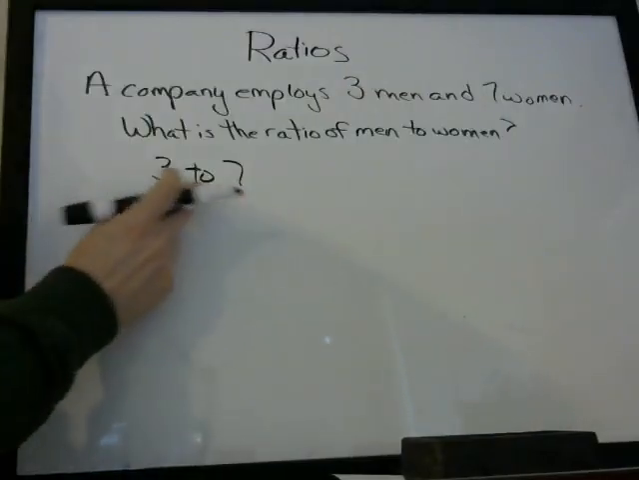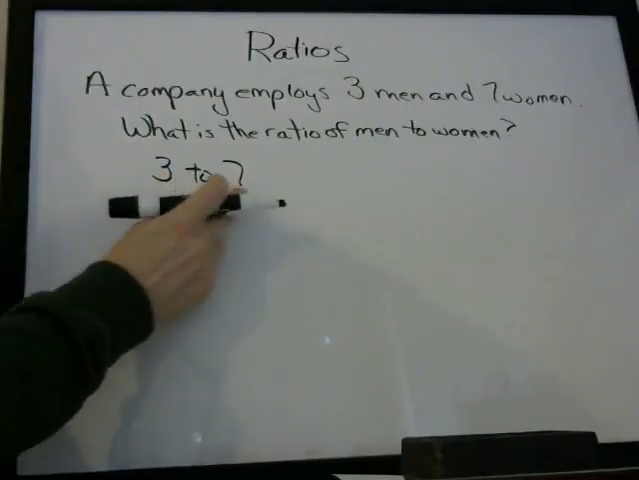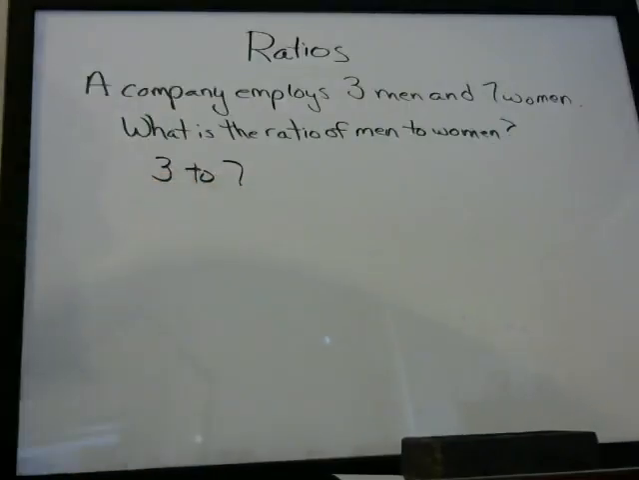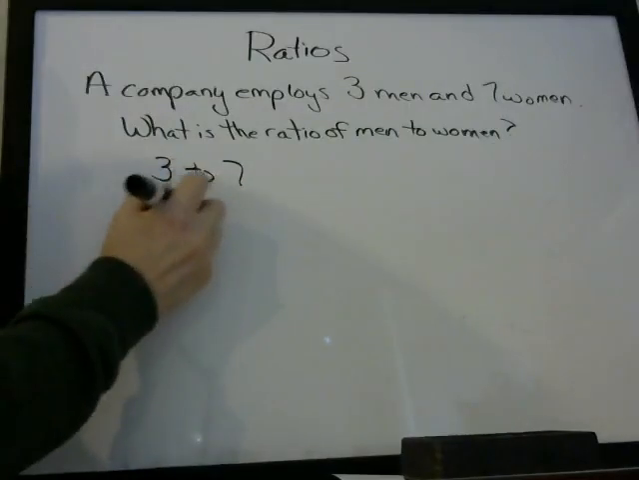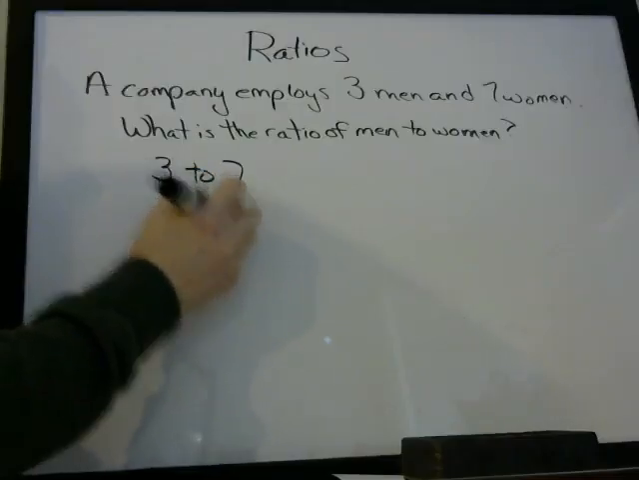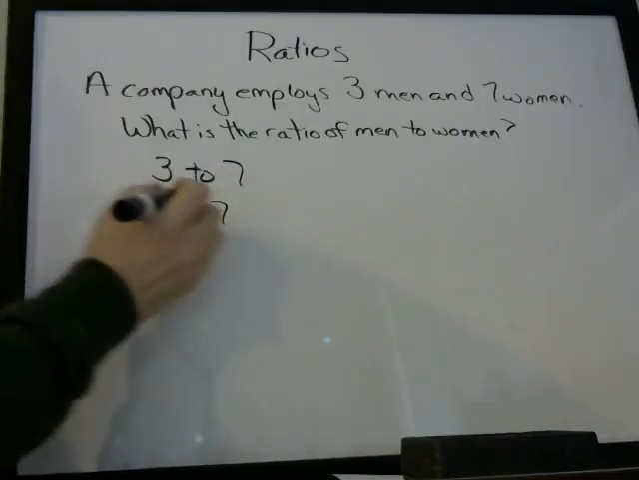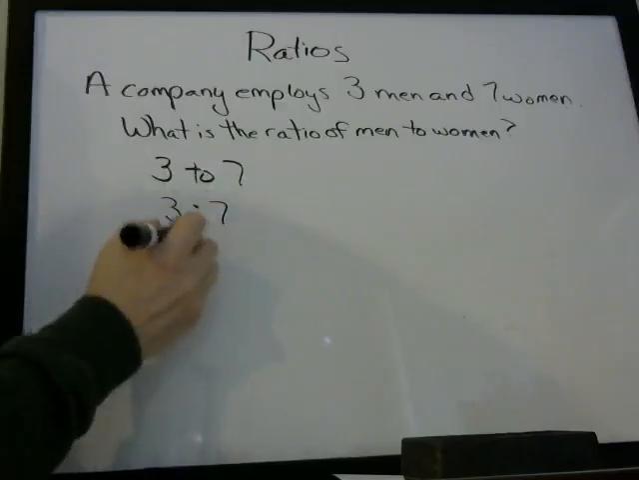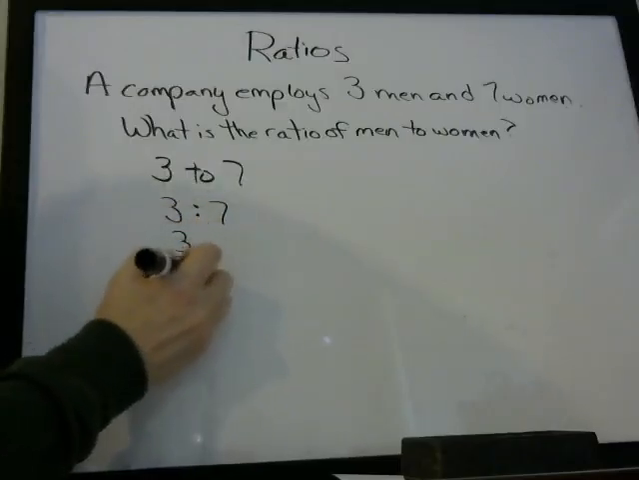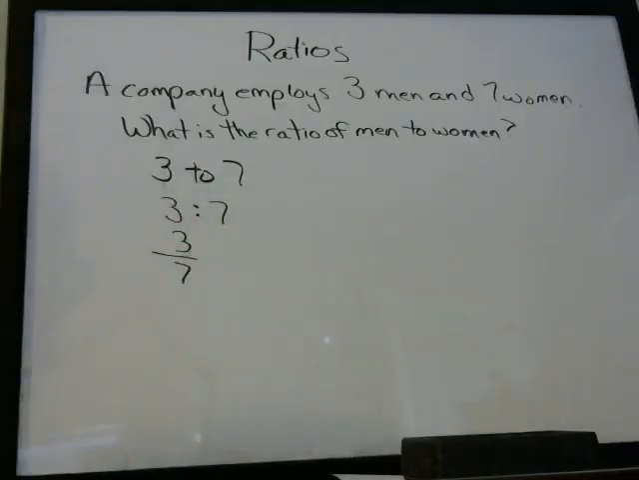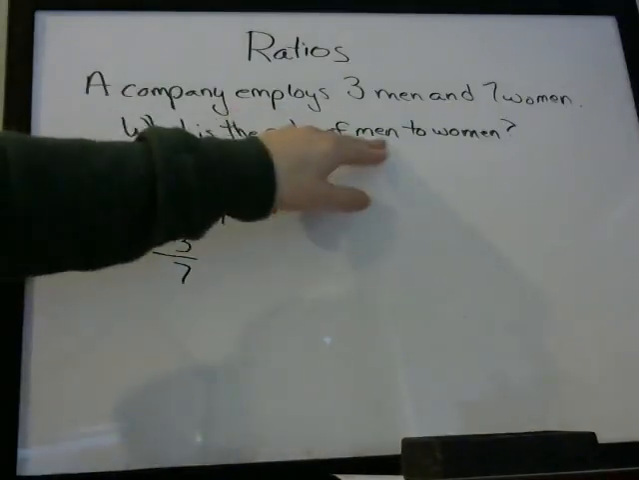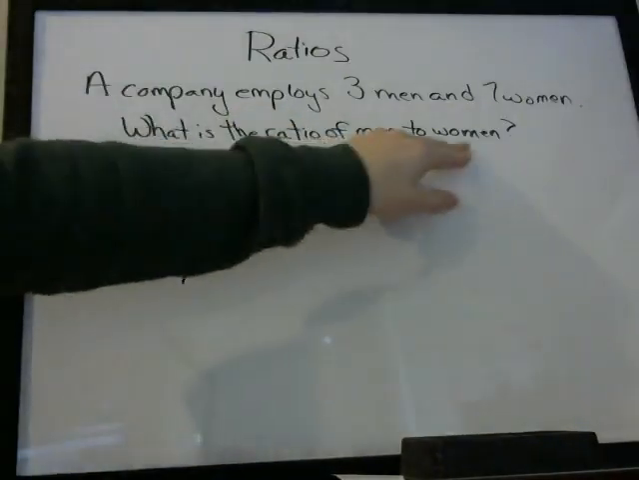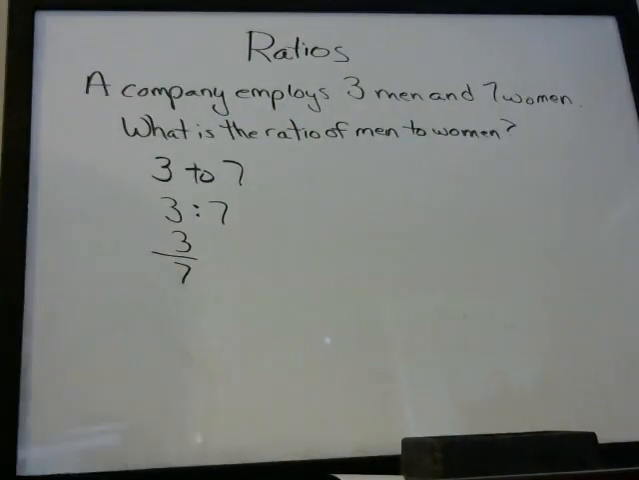One, you can write it with the word "to" between them, 3 to 7. Or you can write it with a colon, 3:7. So there's a colon in between. Or you write it as a fraction, 3 over 7, where the first thing is in the numerator and the second thing is in the denominator.